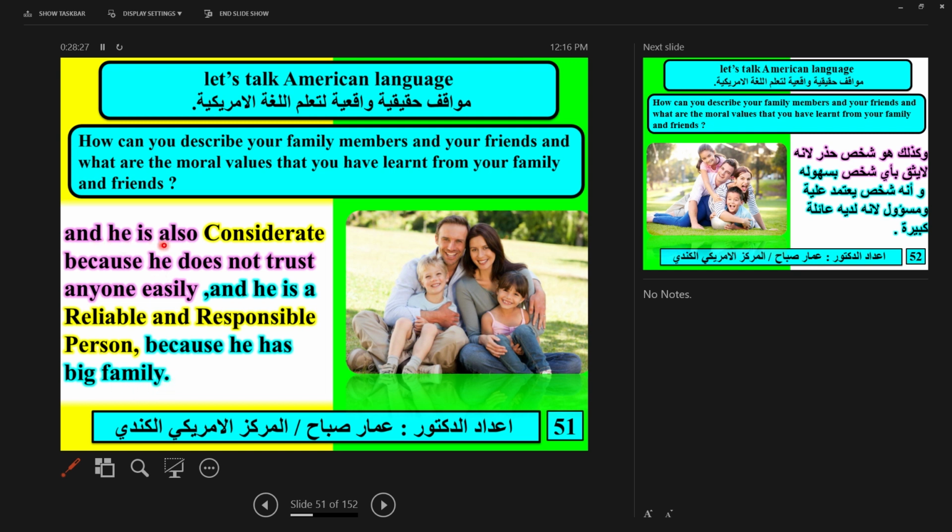And he is also considerate because he doesn't trust anyone easily. He is a reliable and responsible person because he has a big family.